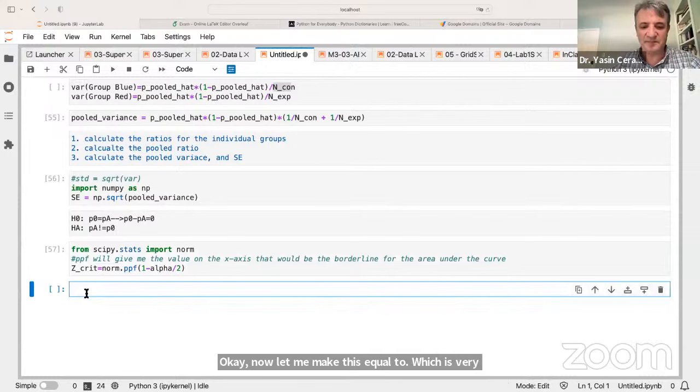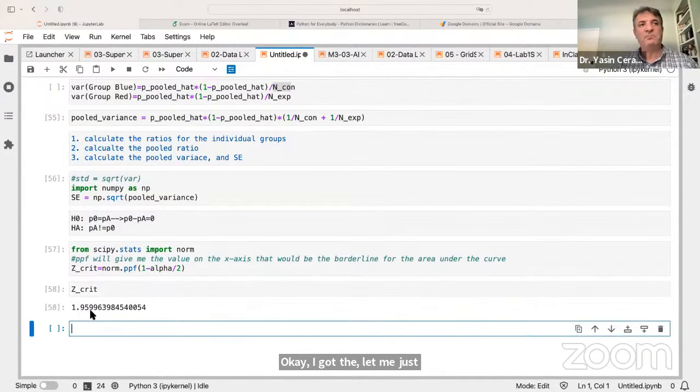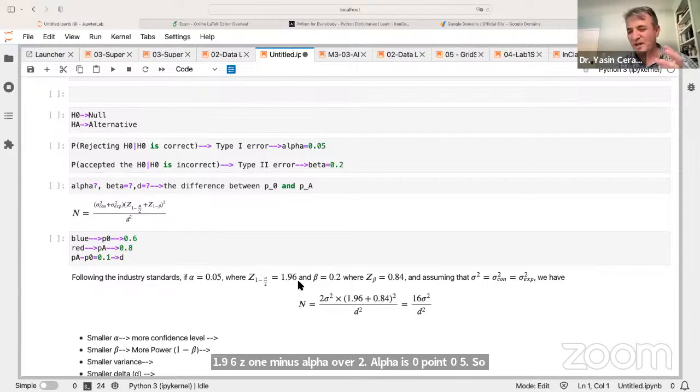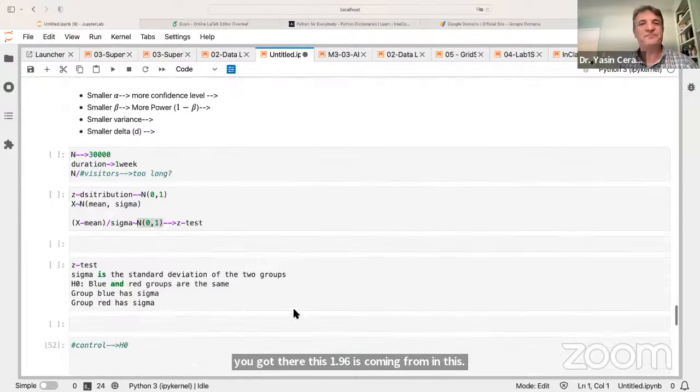Okay, I got, here, it's 1.96. Remember, we used this number here, 1.96: Z of 1 minus alpha over 2, where alpha is 0.05. So you got where this 1.96 is coming from in this equation for n, I hope.